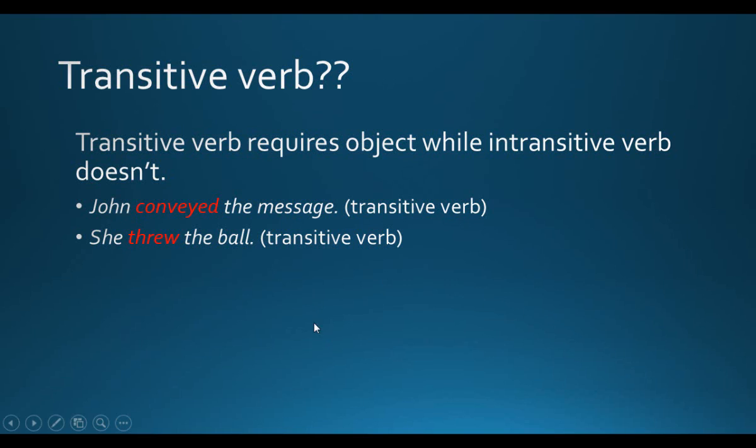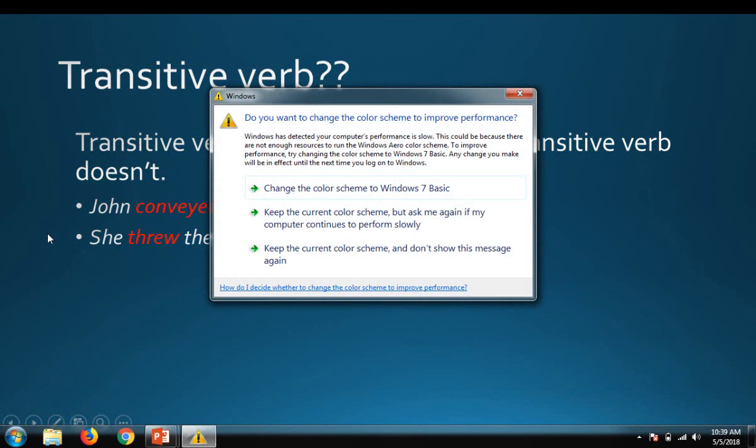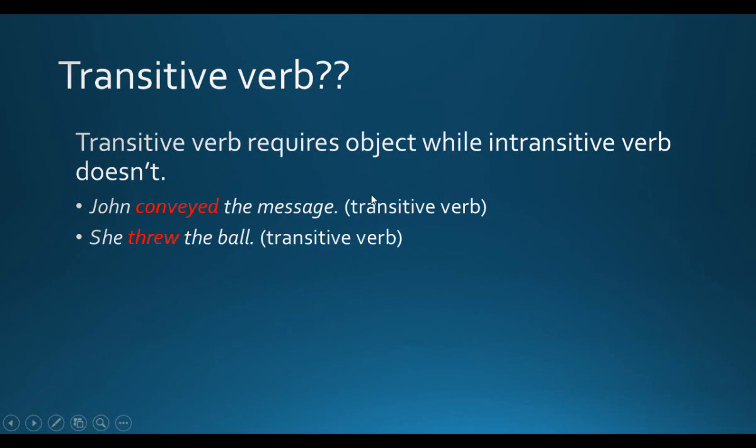As we can see in these examples, "John conveyed the message." Actually, the word "convey" is a transitive verb, so we use an object there. Similarly, the second sentence can be analyzed. "She threw the ball." Actually, "throw" is a transitive verb. So that's why we mention the object here.